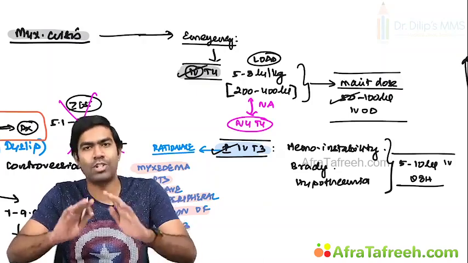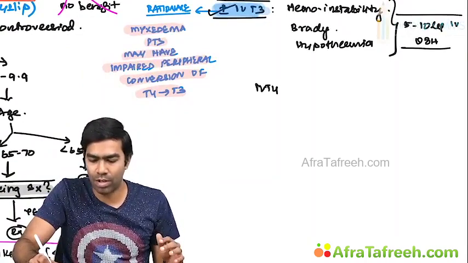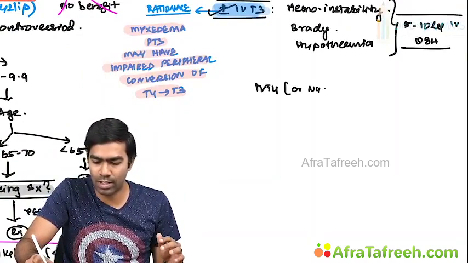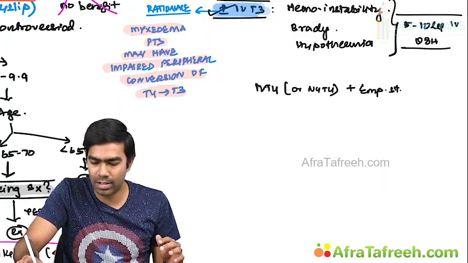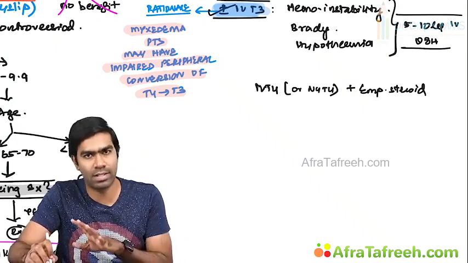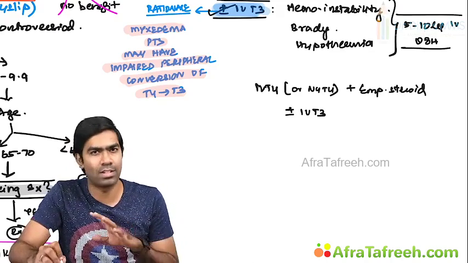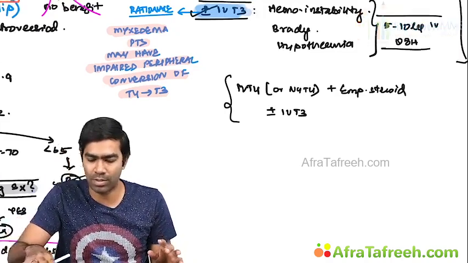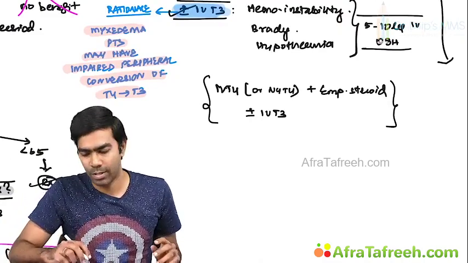So in a nutshell, what's the treatment? Finally, IV T4, or you can use nasogastric T4, plus empirical steroids is mandatory. Empirical glucocorticoid in the form of hydrocortisone is mandatory. Definitely, this should be given. Plus or minus IV T3, which is optional if you are having unstable patients. So this is the treatment for myxedema crisis. This is what we're going to use.